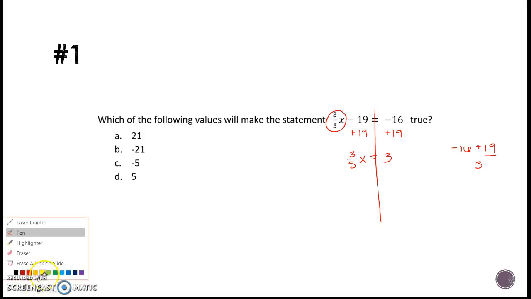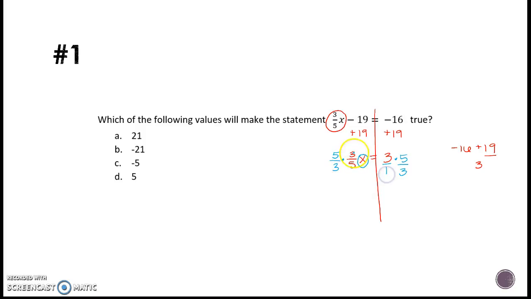And then you would go, and we want to get x by itself. So if there's a fraction, you multiply by the reciprocal. So times 5/3, times 5/3. You can put a 1 here to make it easier.